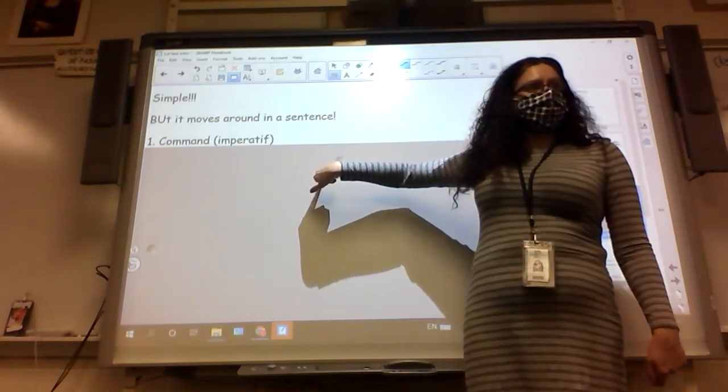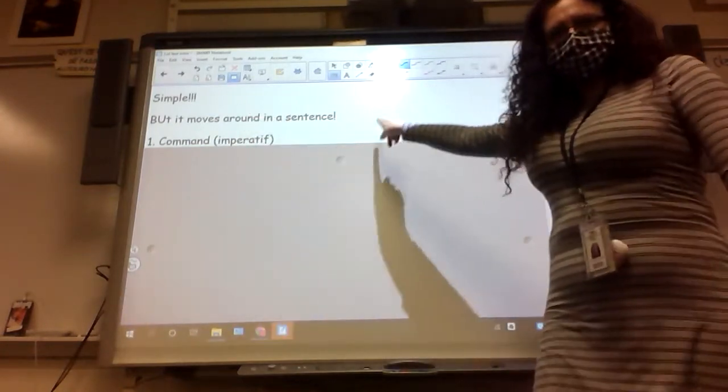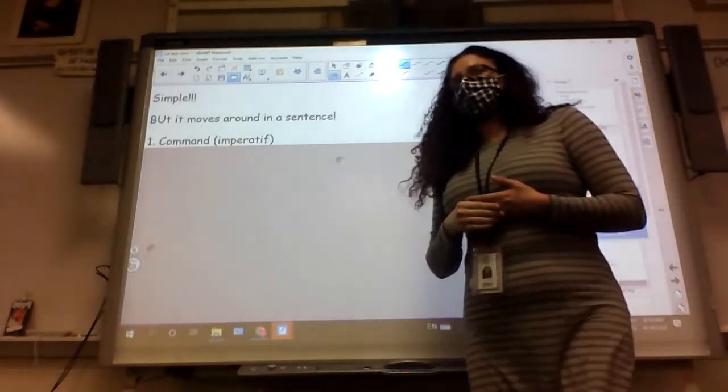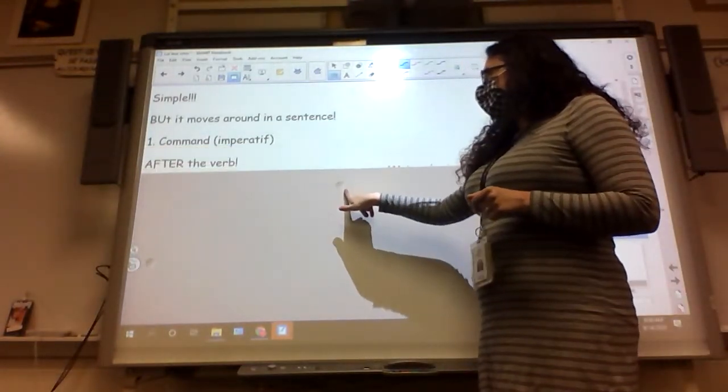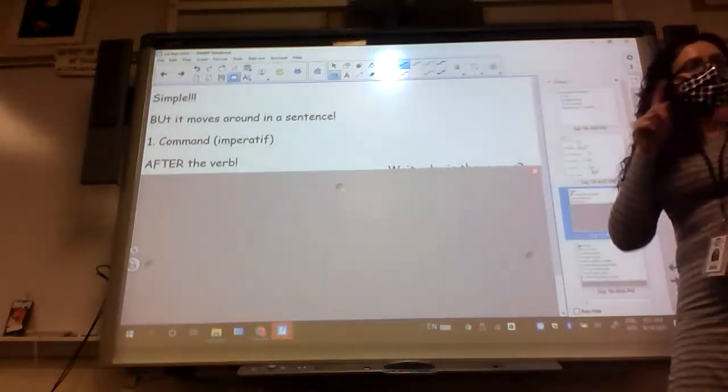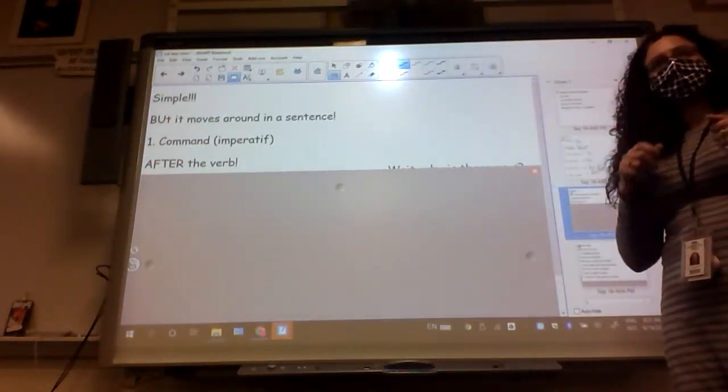Okay, here is the tricky part, though. You got to know lui or leur, but this lui and leur moves around in a sentence. Why? Because French. Okay. So, in a command, you do have this on your page, right? Does it say commands, imperative? If you want to impress your friends, you call commands imperative. Because I don't know why you can't just say commands. Where does it go? In a command, you're going to write down after the verb.